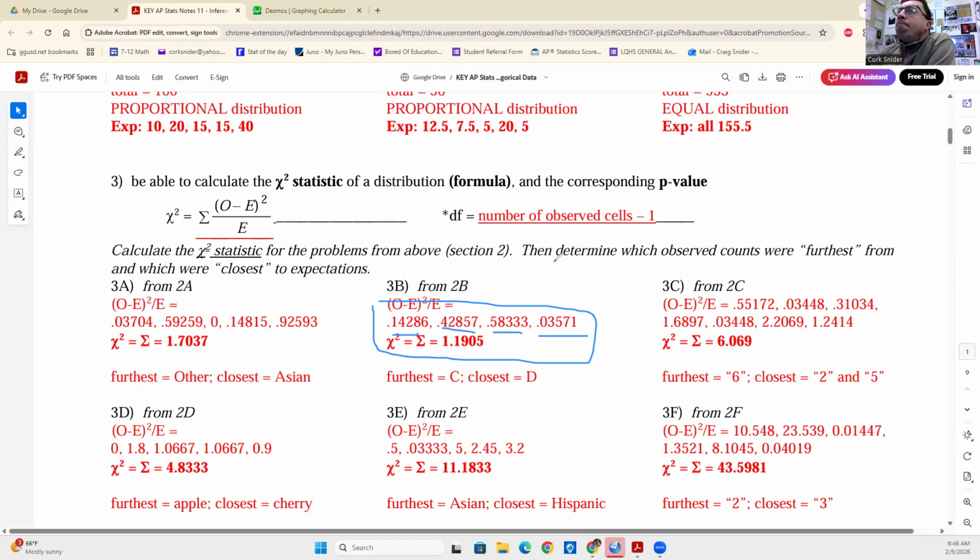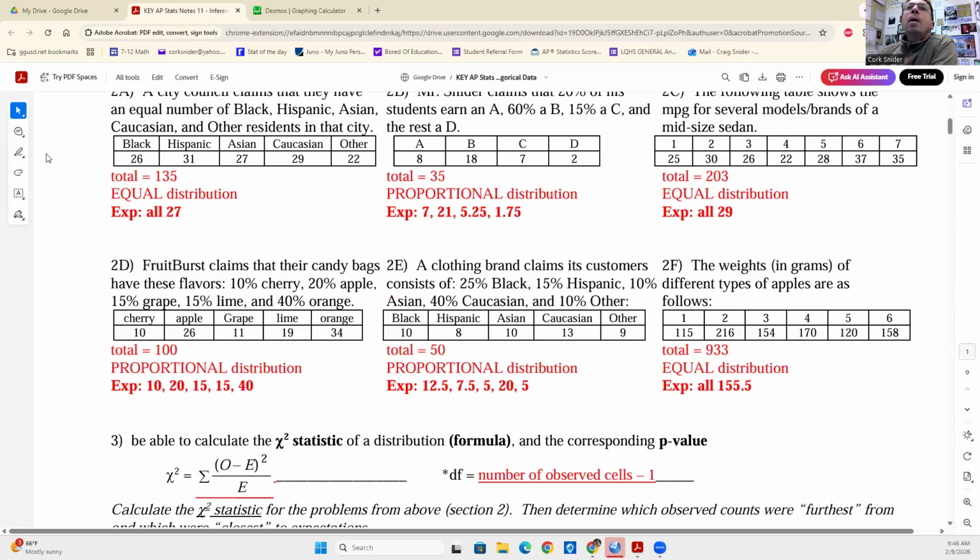1.1905. Now, this one right here is the largest contributor to the chi-square sum. It's about half of the chi-square sum. 0.58 is about half of 1.19. The smallest contributor is this one. This stuff does come up, and it's pretty clear how this works. If you go back up to the question, the largest contributor was the gap between 7 and 5.25. The smallest gap is here. That's all it is, where there's the biggest discrepancy.